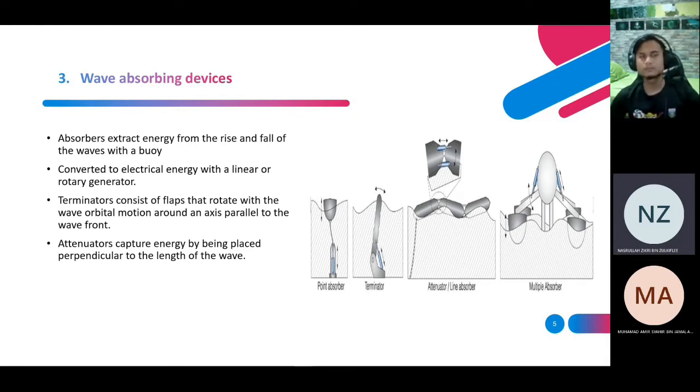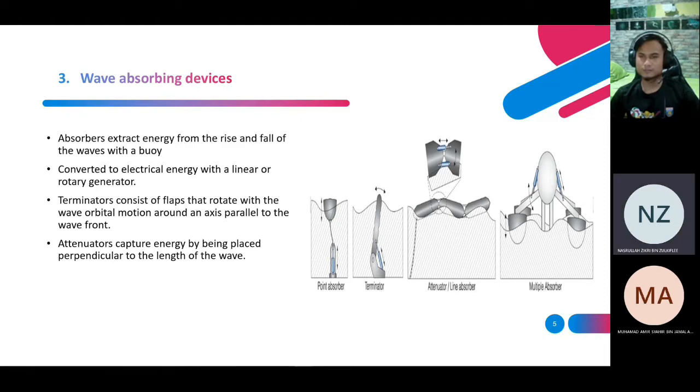Terminator consists of flaps that rotate with the wave's orbital motion and exist parallel to the waveform. Attenuator captures energy by being placed perpendicular to the length of the wave. This causes the attenuator to continuously flex where segments are connected. This connection is then connected to a hydraulic pump which converts the energy.